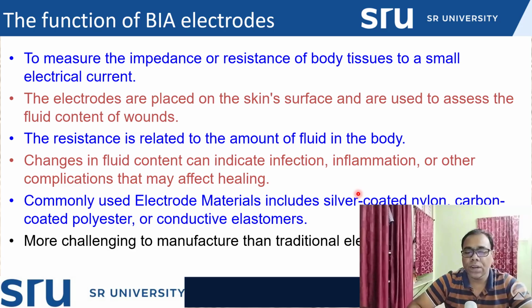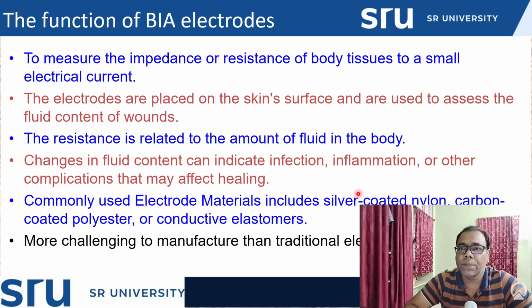Similarly, it is more challenging to manufacture than the traditional method. Why? Because the BI electrode will be very complex in profile, shape and size. We know that the wound profile differs from person to person, like depth, width, and body fluid contents. So this leads to the customization of the electrode, and customization of the electrode using conventional methods is very, very difficult.